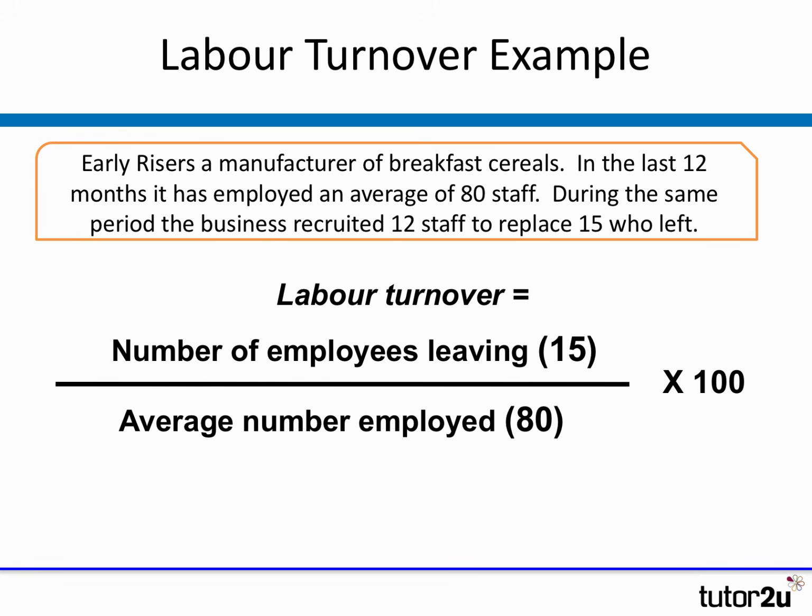And we're told that the average number employed by the manufacturer was 80. So it's 15 divided by 80. And to get that percentage, we multiply by 100, which gives you 18.75%, a staff or labour turnover percentage of 18.75%. Now, on the face of it, that looks quite a high number, a high percentage. 15 staff leaving from a workforce that only total 80.